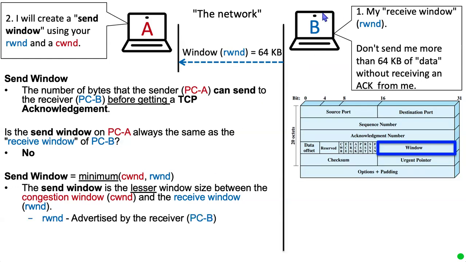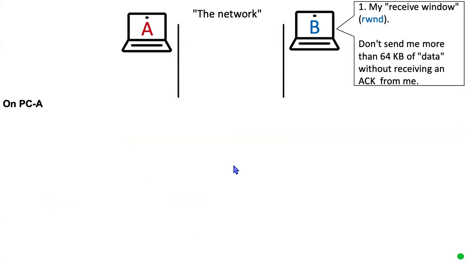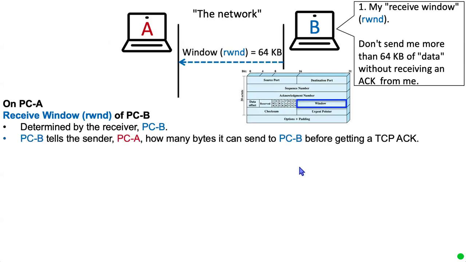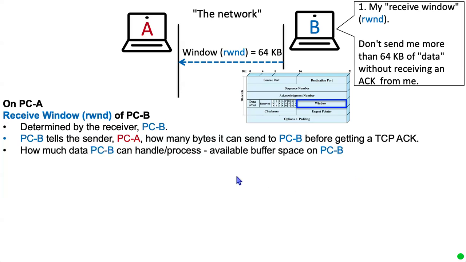The receive window is just that window advertised by PCB. It says, don't send me more than this before getting an acknowledgement from me. The congestion window is actually determined by PCA. How does it do that? We'll take a look. So the receive window, again, we know that's the window size advertised by PCB, determined by PCB. It tells the sender, PCA, how many bytes to send before getting an acknowledgement from PCB. That makes sense. We've seen that previously.